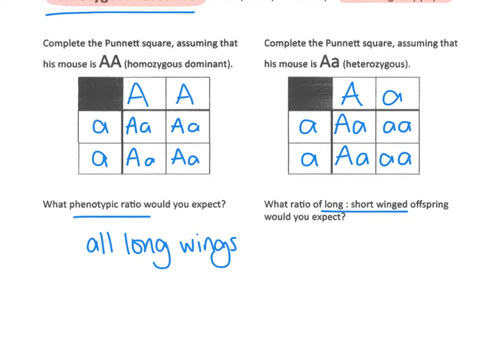We have two that are long, and we have two that are short. So what's our ratio of long to short? Well, we say two long to two short, but usually we simplify it down to a 1 to 1 ratio.